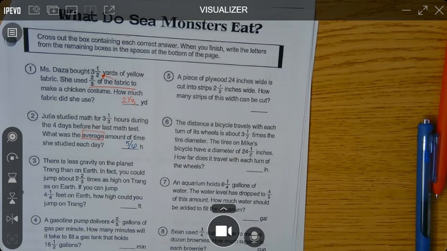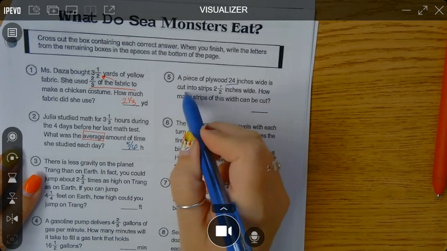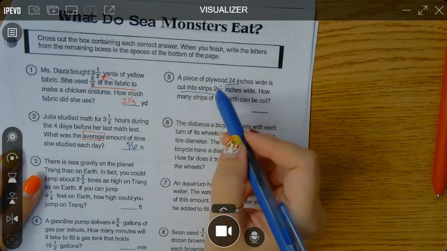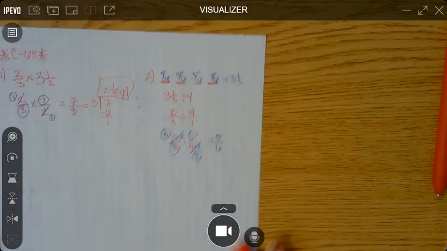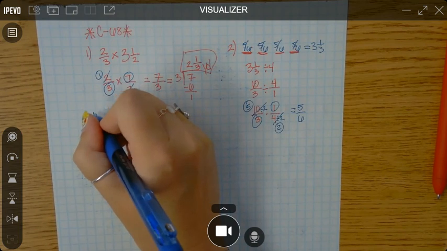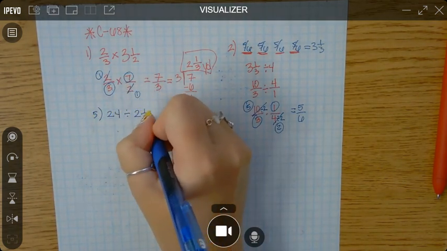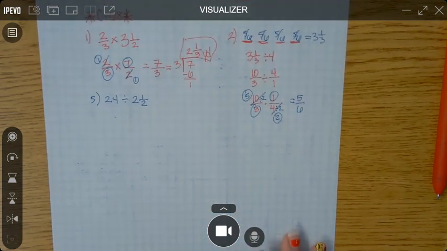It's actually dividing, because when you have a total amount of something and you're splitting it up equally, you take however much you have, which is the 24, and you divide it by how many people you're splitting it up amongst or how many equal sized pieces you're making. So for number 5, I'm going to do 24 divided by 2.5 because that's how big I want each piece to be. And then you want to know, okay, so how many pieces do I make?